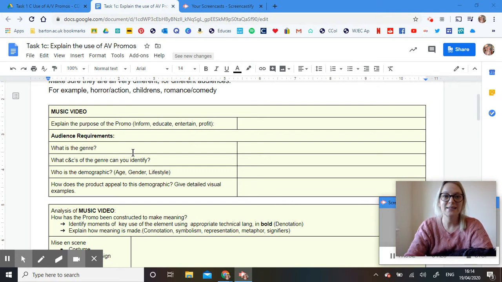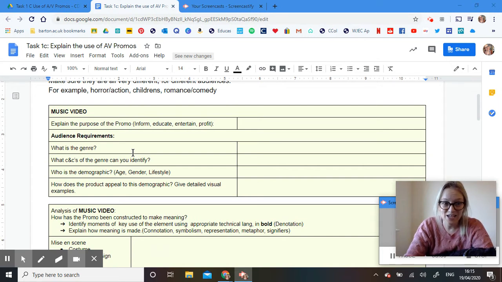So that means you're going to have to relate it back to the product and say the product is to make profit or the product is to entertain. It might be more than one of these things. It might be 2 or 3. So please tell us what the purpose is and give us a little bit of explanation there. Why do you think that its purpose is this? The next few boxes here, as you can see, they're more about the audience requirements. Okay, so think about who your audience is. You were thinking about that when you were deciding on which promotional product you were going to use. So now you need to explain it a little bit further.